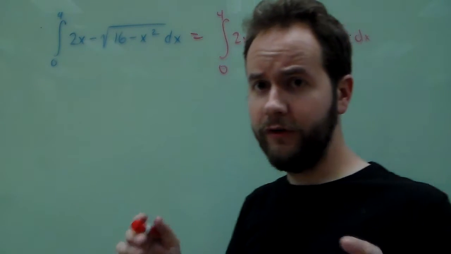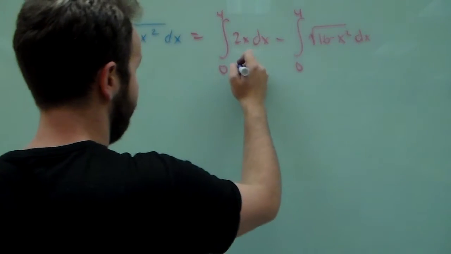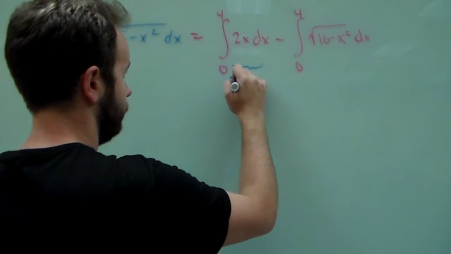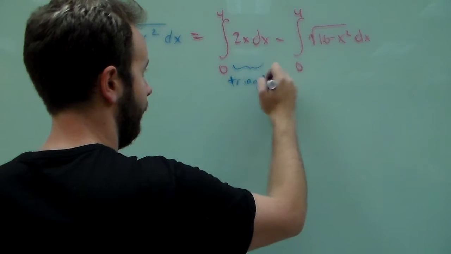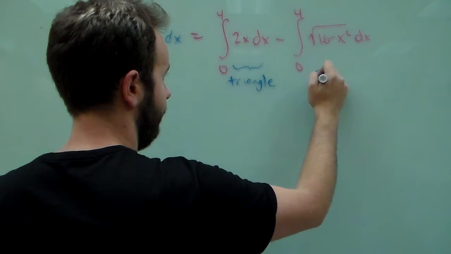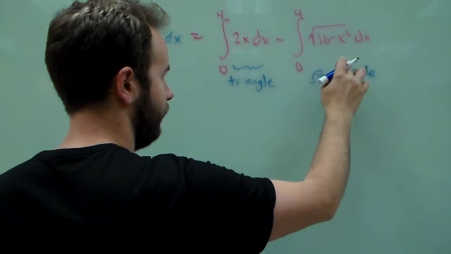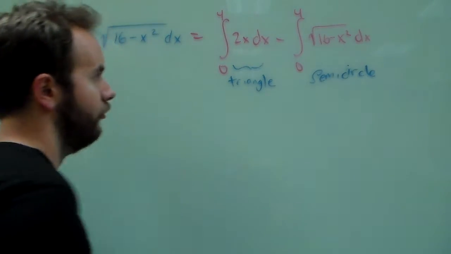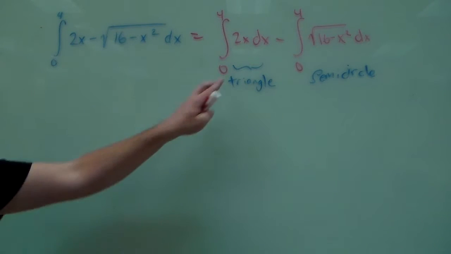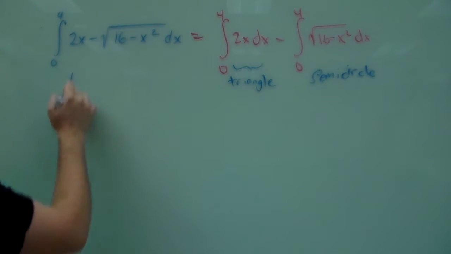Now, these graphs form two shapes. This graph is going to form a triangle. And this graph is going to form a semicircle. I've written that very strangely. There we go. Let's clean it up. So, triangle and semicircle. The triangle formed by the graph of y equals 2x looks like this.